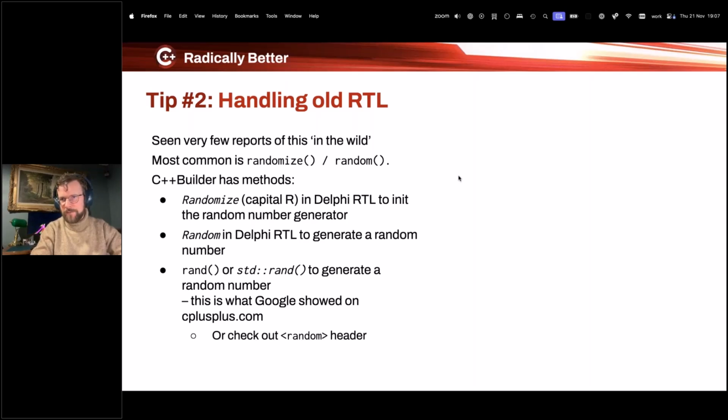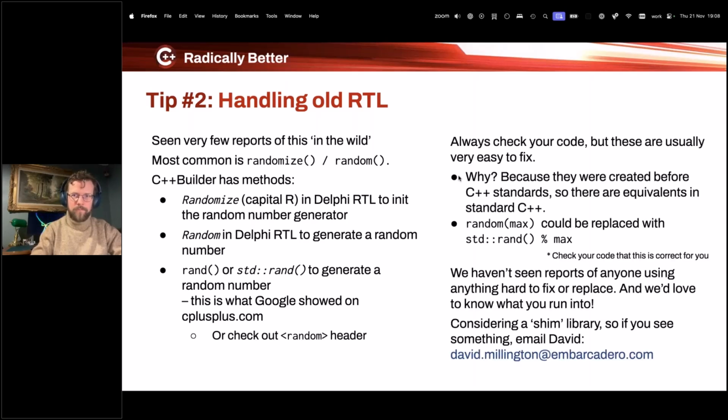Randomize initializes a random number generator, and random gives you a random number. These don't exist anymore. Now, C++Builder has methods randomize with a capital R in the Delphi RTL, and random to do the same thing. And the standard C++ method called srand, which will generate a random number. Or you might want to check out the random header, which has a whole bunch of really interesting functions and different ways to generate random numbers there.